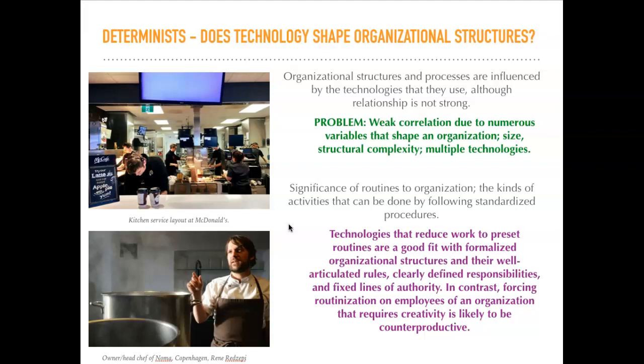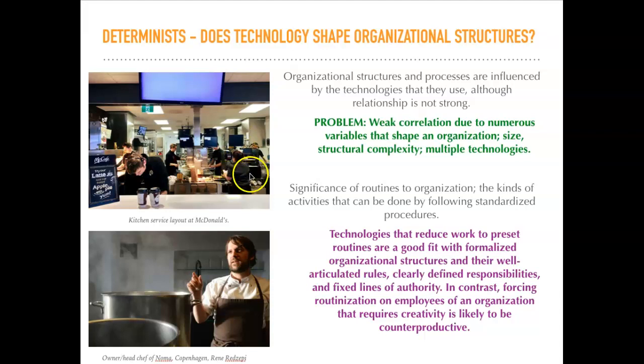There is a significance of routines to an organization that stems from how the space is organized, and the kinds of activities that can be done by following these standardized procedures. So the general tendency is that technologies that reduce work to preset steps or routines are a good fit with formalized organizational structures. So McDonald's or Tim Hortons would be a really great example of how the technologies reduce the work of any one person to a very simple set of steps.